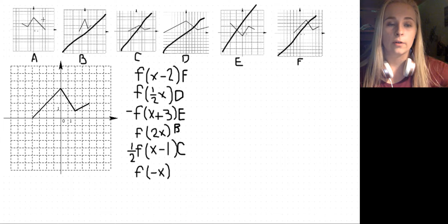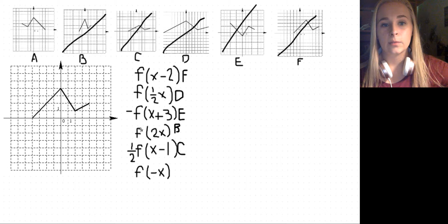And then our last one is f of negative x, and we also used these two, so we can tell that it's already A. But what this negative x does is it will flip our graph over the y-axis to the other side, and that is exactly what A does. So now I've matched up all of the graphs, and that is exactly what these functions do to this graph.